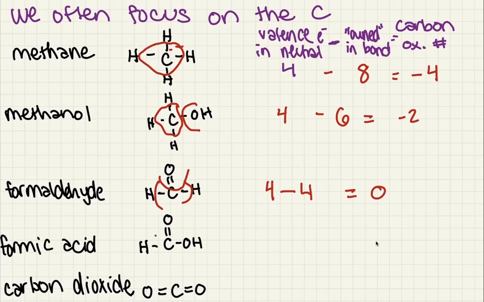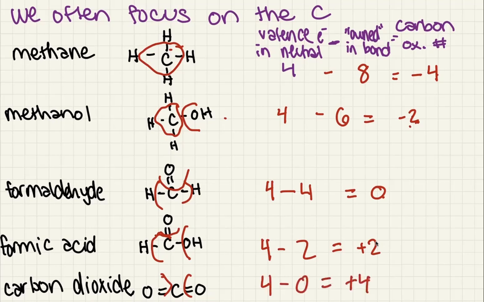Well, it's going to get to keep this bond to the hydrogen, but it's going to lose both of these to the oxygen. So it's going to lose 1, 2, 3, 4, 5, 6, and it's only going to get to keep 2. So we have 4 minus 2 equals +2. And how about with carbon dioxide? Well, here it's going to lose all of these. So we're going to get 4 minus 0 equals plus 4.